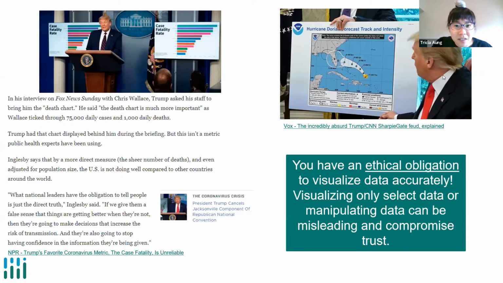So in this example, in the US, it's called Sharpiegate, where it was about a hurricane. And obviously, this is an example of information that is not really favorable. You don't want to know that a hurricane is coming for you. Then Donald Trump took a Sharpie and moved it. So again, there is an ethical obligation to convey data, even if it may not be favorable.